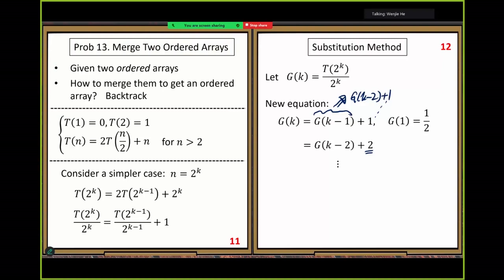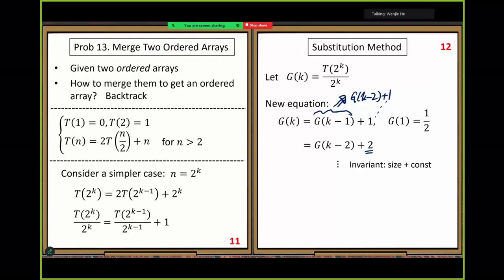So the first one, k minus 1, then you plus 1. K minus 2, you plus 2. K minus 3, you plus 3, and so on, right? K minus 1, another k minus 1, because the last one is g of 1, right? The last one, here, the invariant, the size plus constant. That's k, the size plus constant.